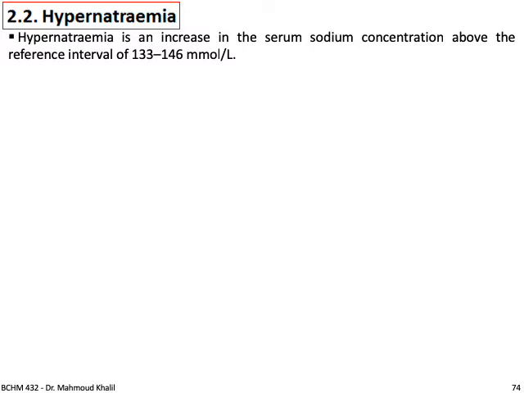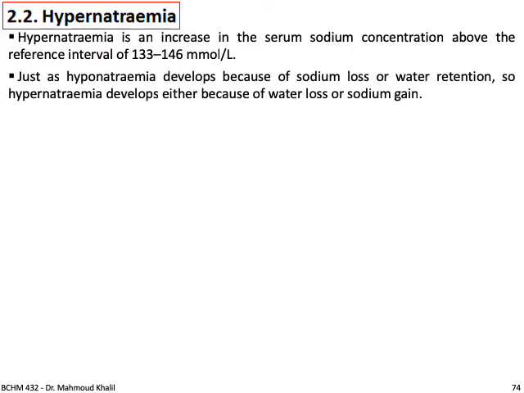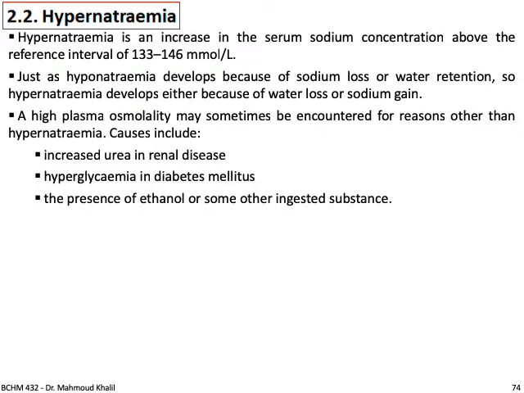Hypernatraemia is another condition which is the complete opposite of hyponatraemia. Just as hyponatraemia developed because of sodium loss and retention, hypernatraemia develops from either water loss or sodium gain, the other way around. A high plasma osmolality may sometimes be encountered for reasons other than hypernatraemia.